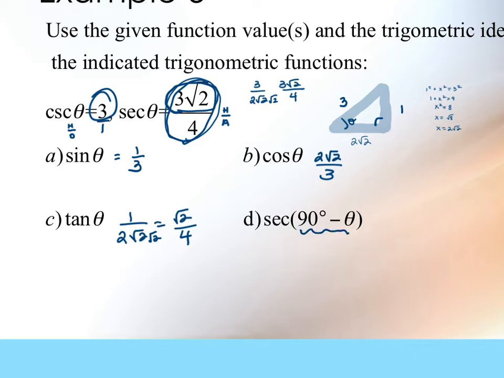And then here's my cofunction. The secant of 90 minus theta means the same thing as what? The cosecant of theta, which I already have. That's 3. Questions on those?